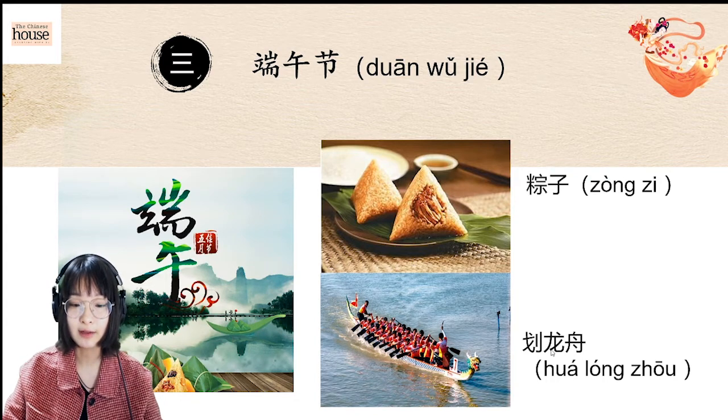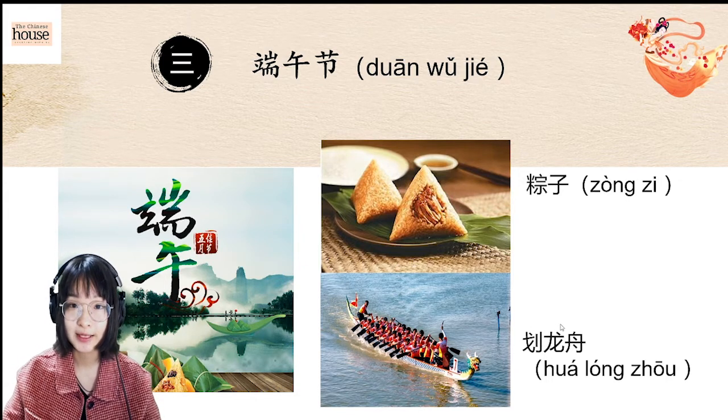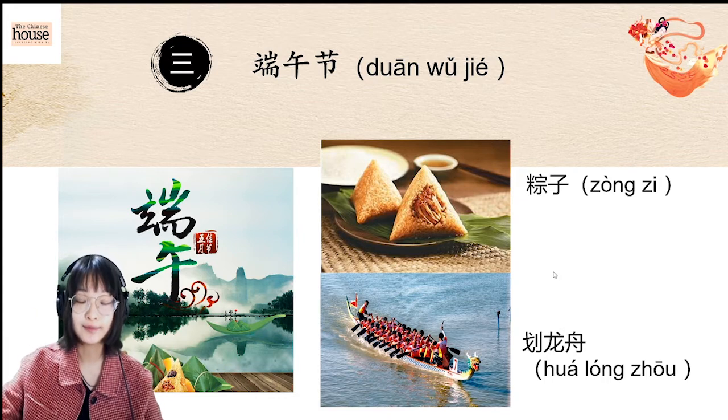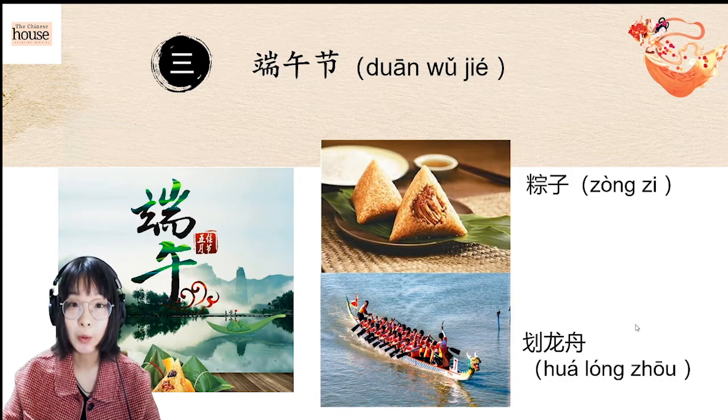And then the event is called 划龙舟. 划 means row a boat. 划, second tone. 龙 means dragon. 舟 means boat. 划龙舟. Okay? 吃粽子. 吃 means eat. 吃粽子. 划龙舟.